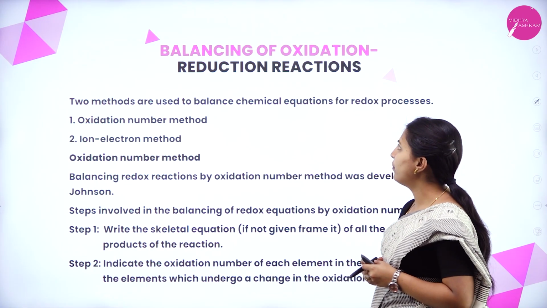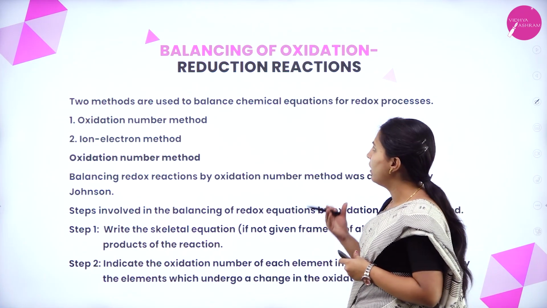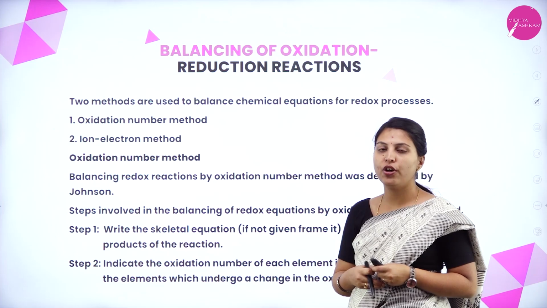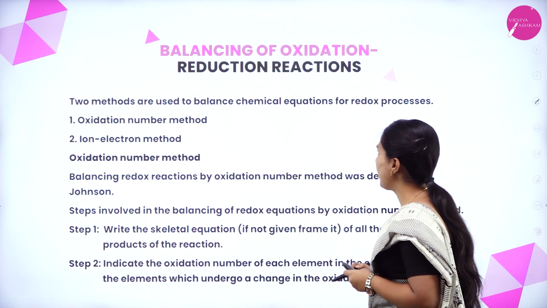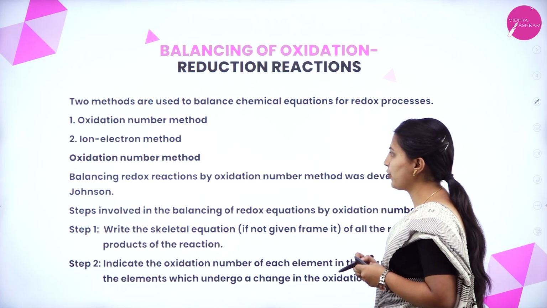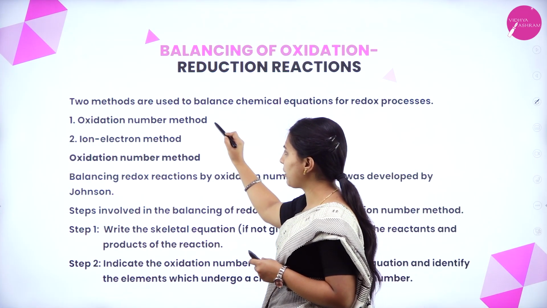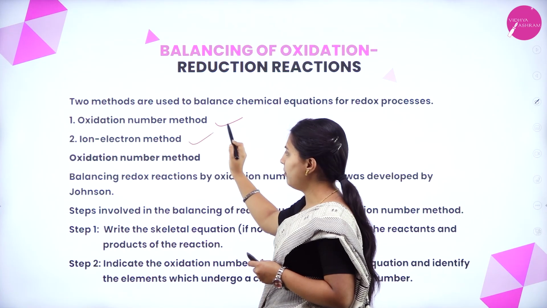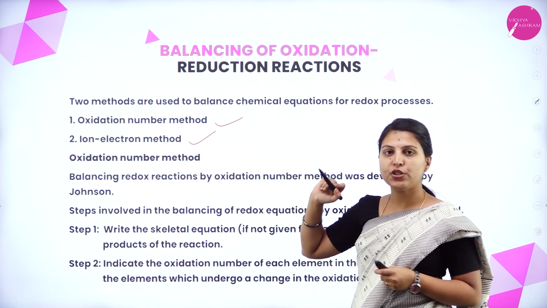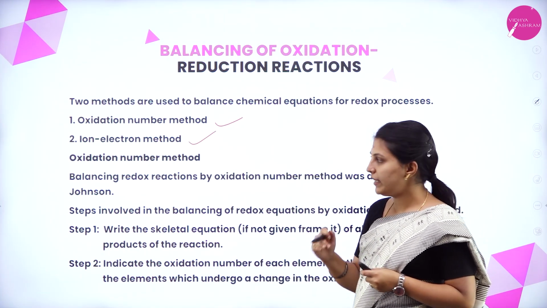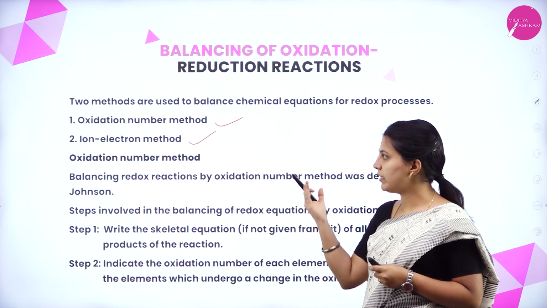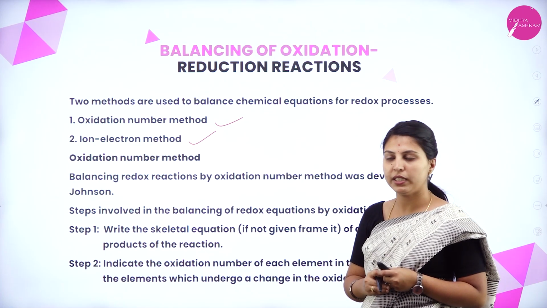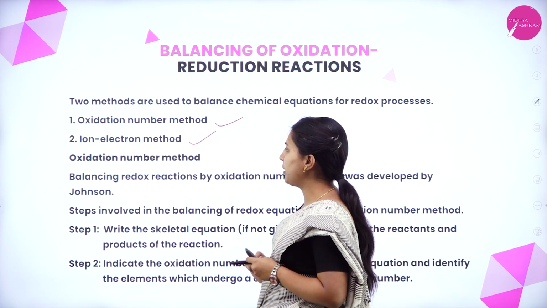Next, balancing of oxidation and reduction reactions, that is, balancing of redox reactions. Two methods are used to balance chemical equations for redox processes: the oxidation number method and the ion electron method. These are the two methods to balance the redox reaction. In this session, we'll discuss the oxidation number method. In the next session, we'll discuss the ion electron method.